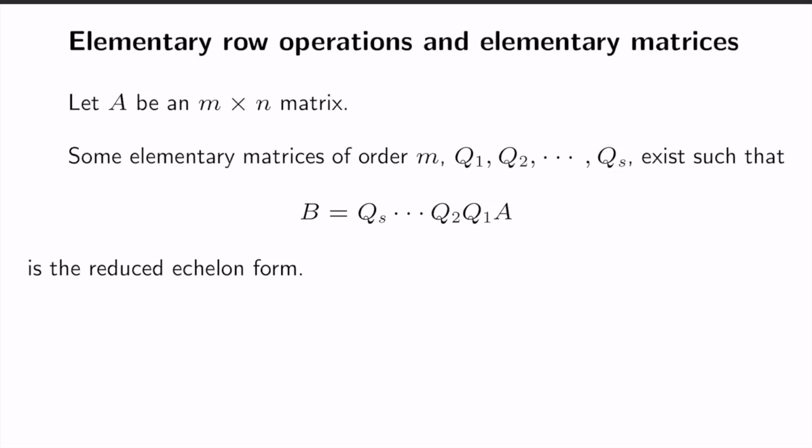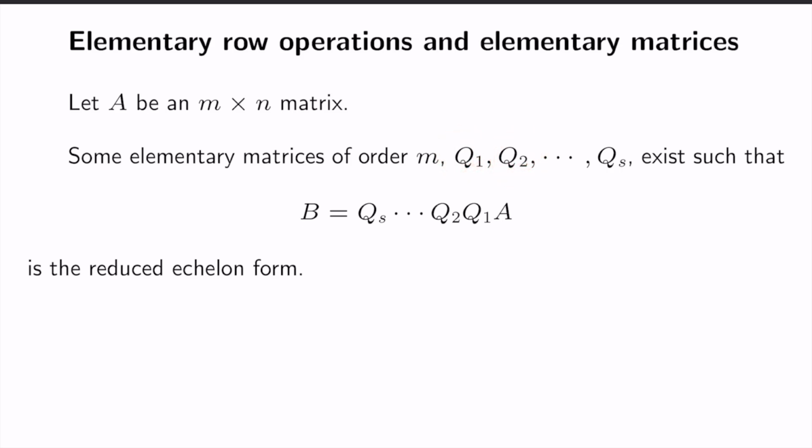In this video, I'll explain the following fact. Let A be an m by n matrix. Then there are square matrices Q1, Q2, and so on up to Qs such that this product, that is A times Q1 times Q2 times and so on up to Qs, is the reduced echelon form of the matrix A. These matrices are called elementary matrices, and each of them corresponds to an elementary row operation.